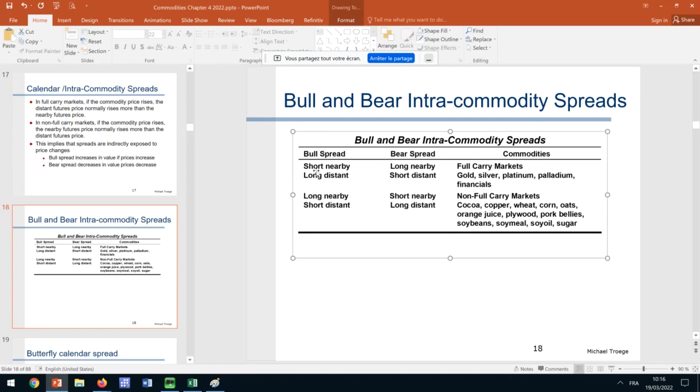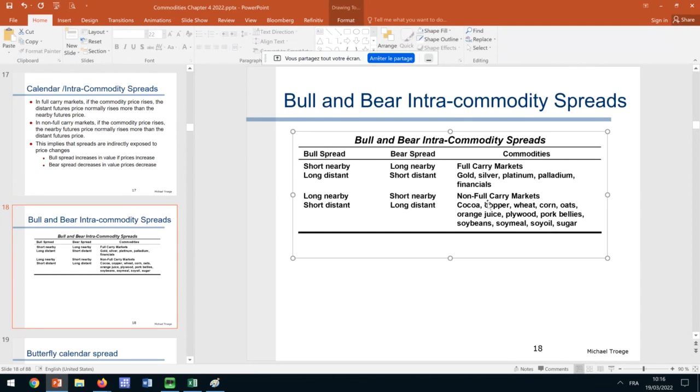If prices go up, if they only go up in parallel, you don't make money. But normally the price increase is combined with an increase in the slope for this full carry market, which means that typically you make money from this spread position if prices go up, and you lose money if prices go down. So if you have a full carry market, then a bull spread is a short nearby and a long distance, and a bear spread is a long nearby and a short distance.